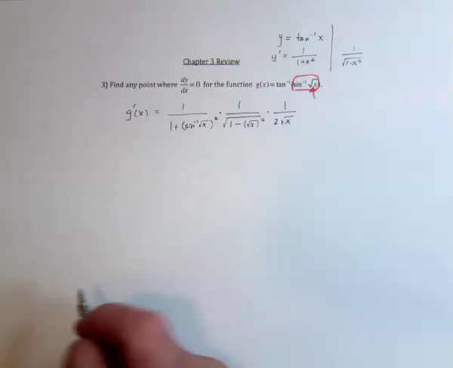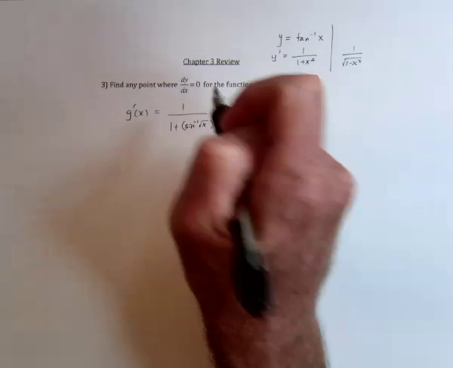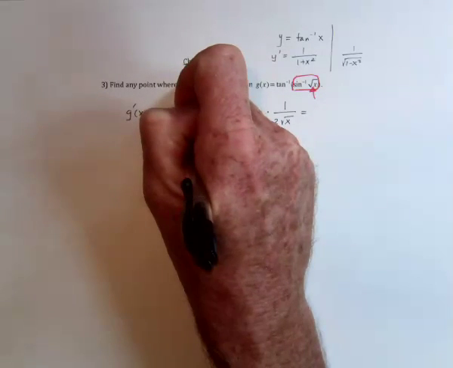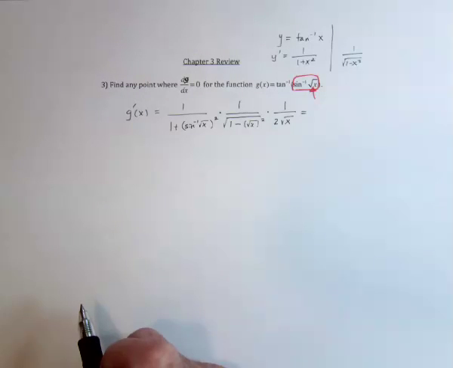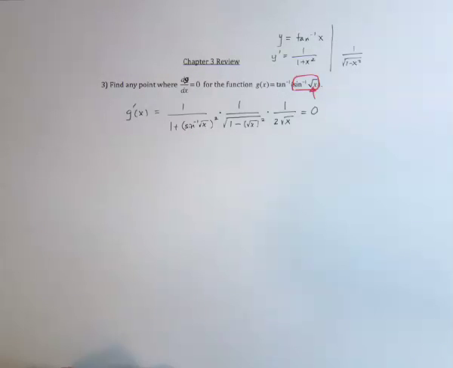And then find out where the derivative equals 0. Oh, I just noticed this should have said a letter g. So our function is called g. Find out where that derivative is set equal to 0. And good thing I've already done all the hard work.